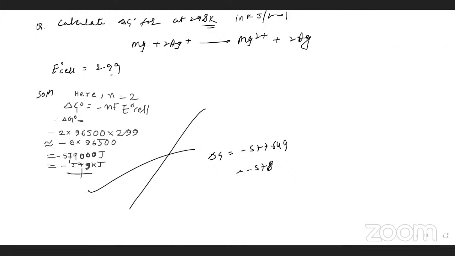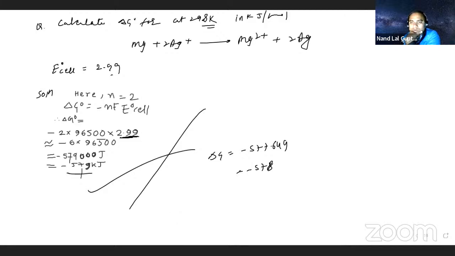Sir, here it is coming 9, because they are doing... Sorry, sir, 2.99, I took it as 3. So that is why there is a deviation in values. Okay, no problem. Next.